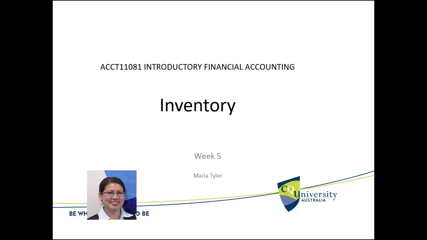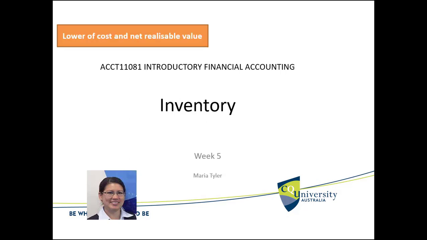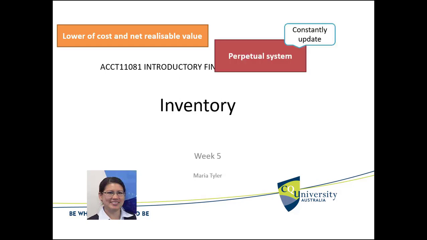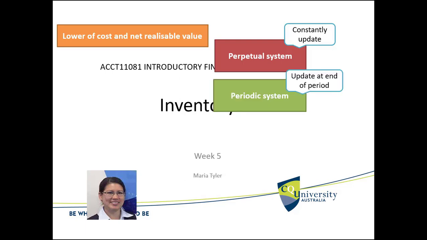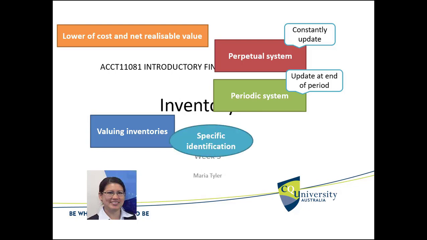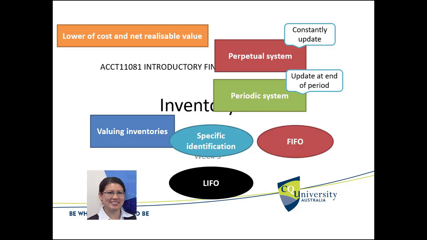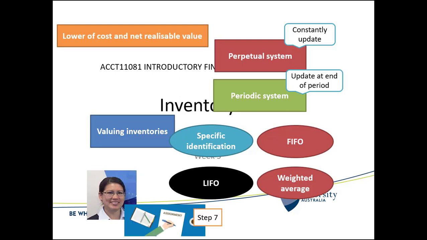We look at what inventory is and that we value inventory at the lower of cost and net realisable value. We then see there are two methods of recording inventory transactions: the perpetual inventory system, the most common system of recording inventory, and the periodic inventory system. We then look at four methods of valuing, that is, assigning costs to inventories: specific identification, FIFO, LIFO, and weighted average. And we also talk about step 7 in the assignment.